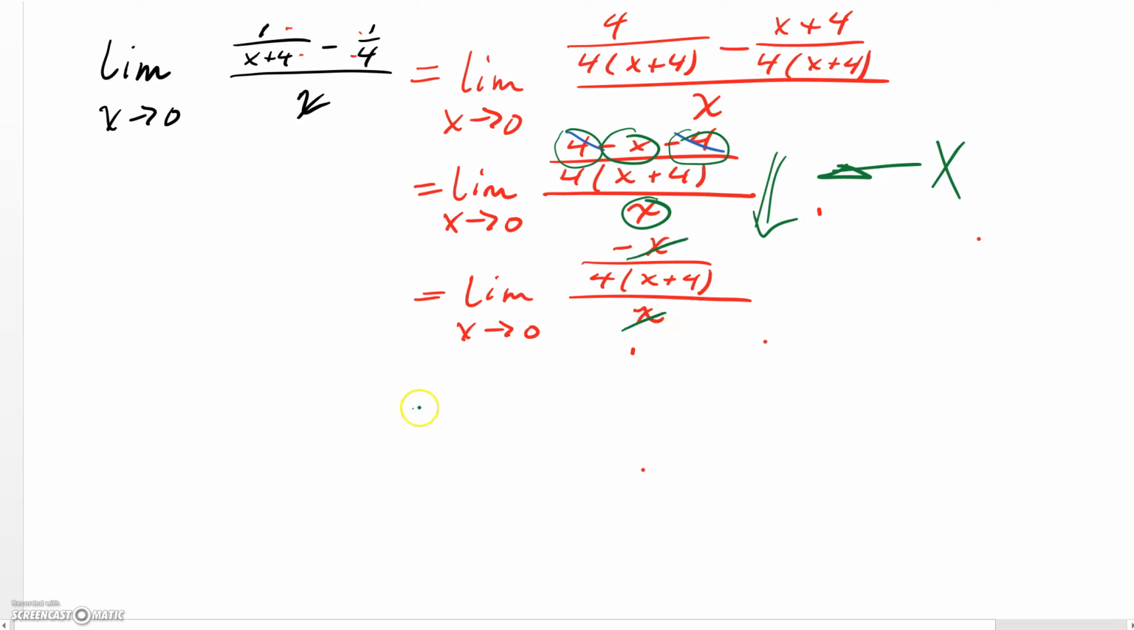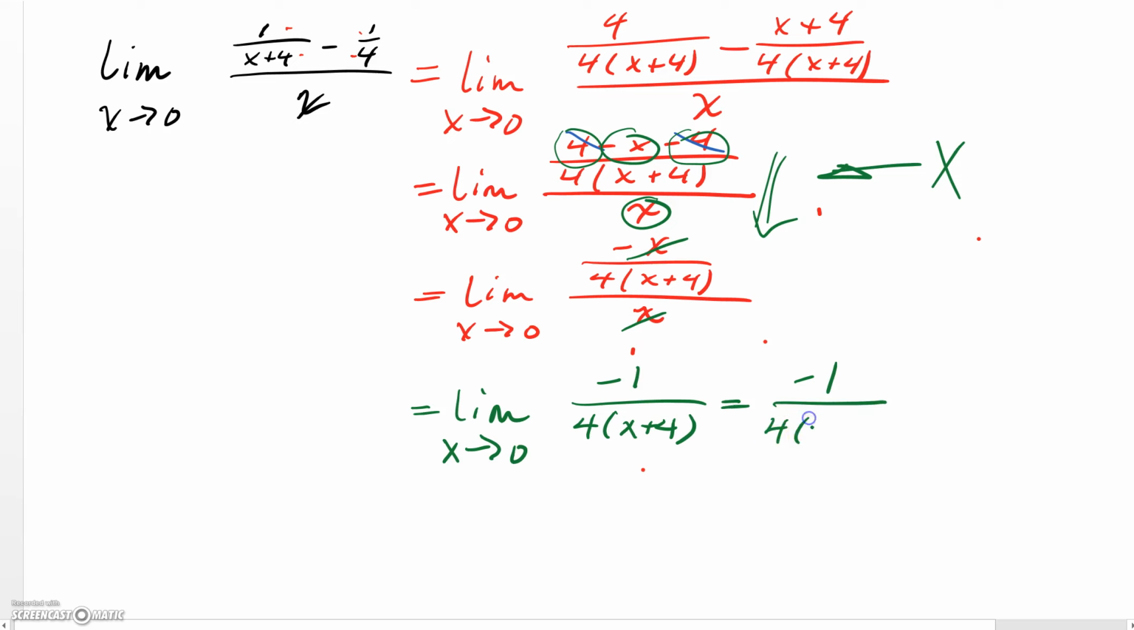Those divide, leaving us with the limit as x goes to 0 of negative 1 divided by 4 times x plus 4. And now we can let x go to 0 and evaluate. So this becomes negative 1 over 4 times 0 plus 4, and that's 4 times 4, so 16. And this limit equals negative 1 over 16. And that's our value. And we're done.